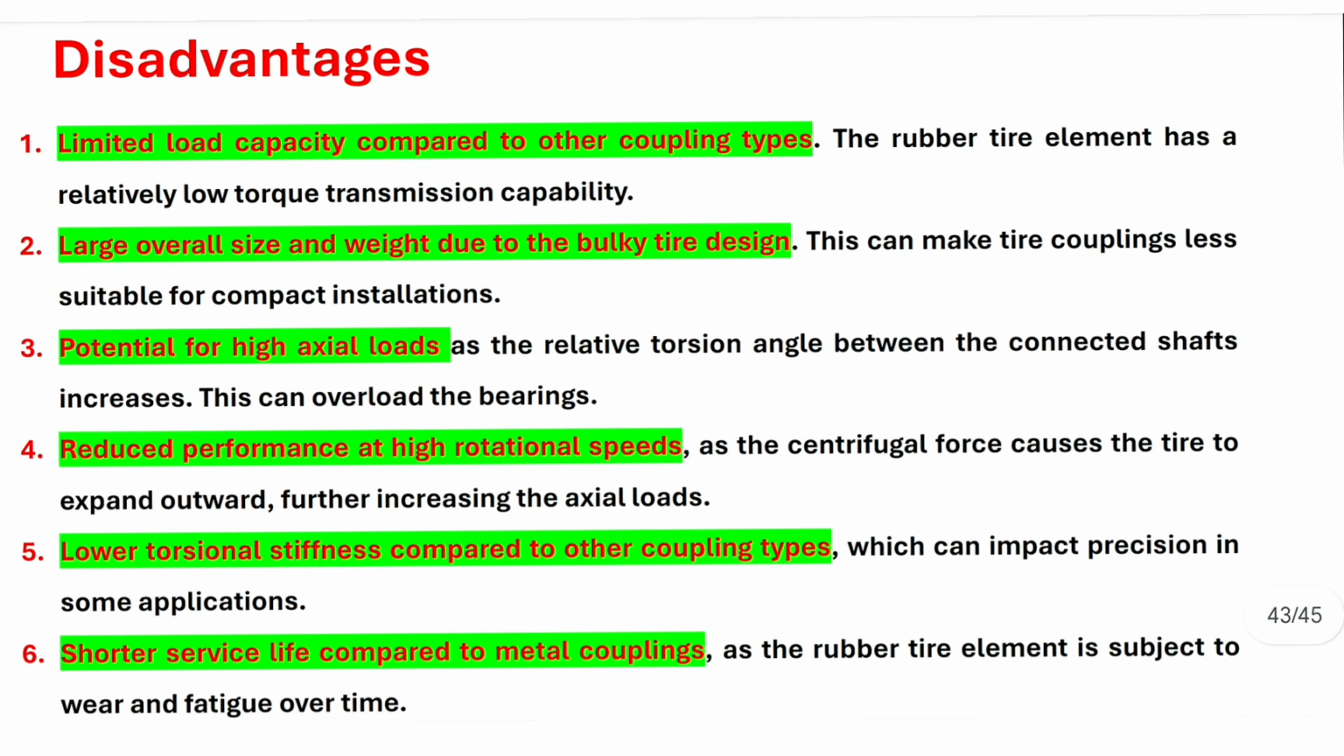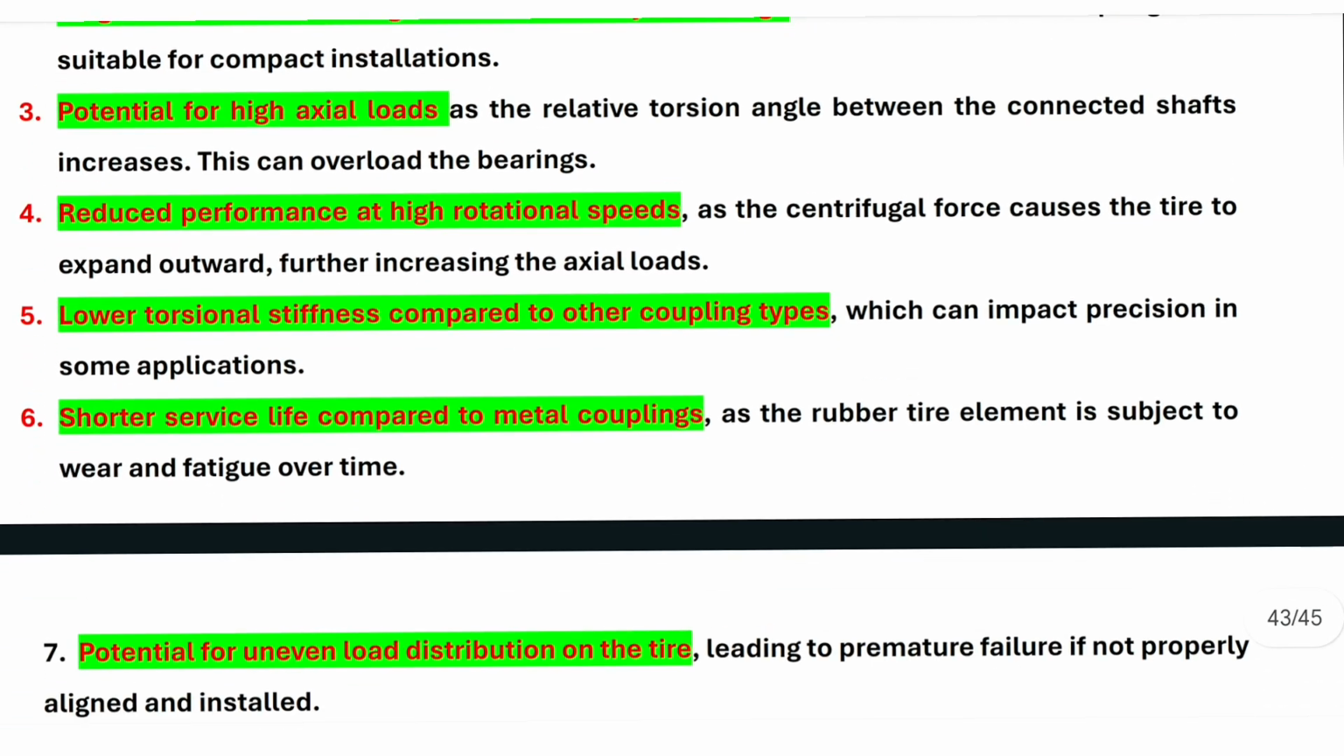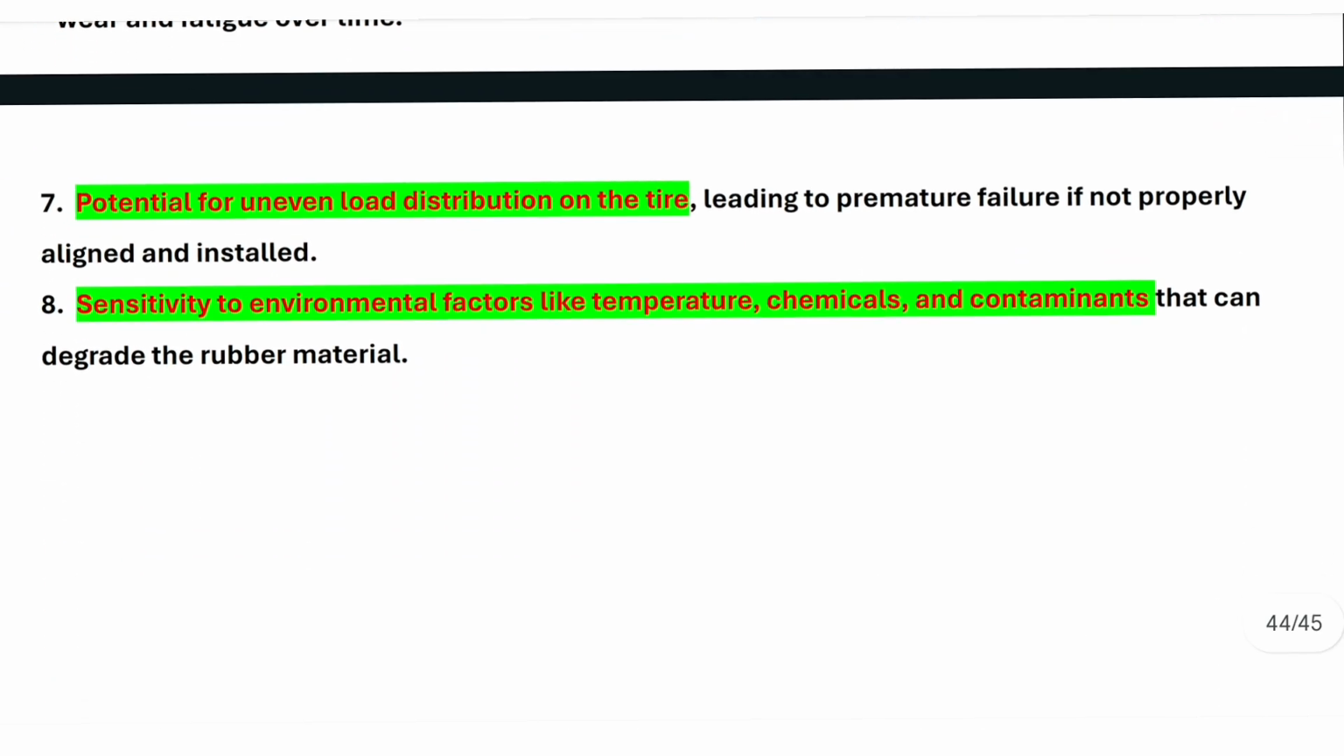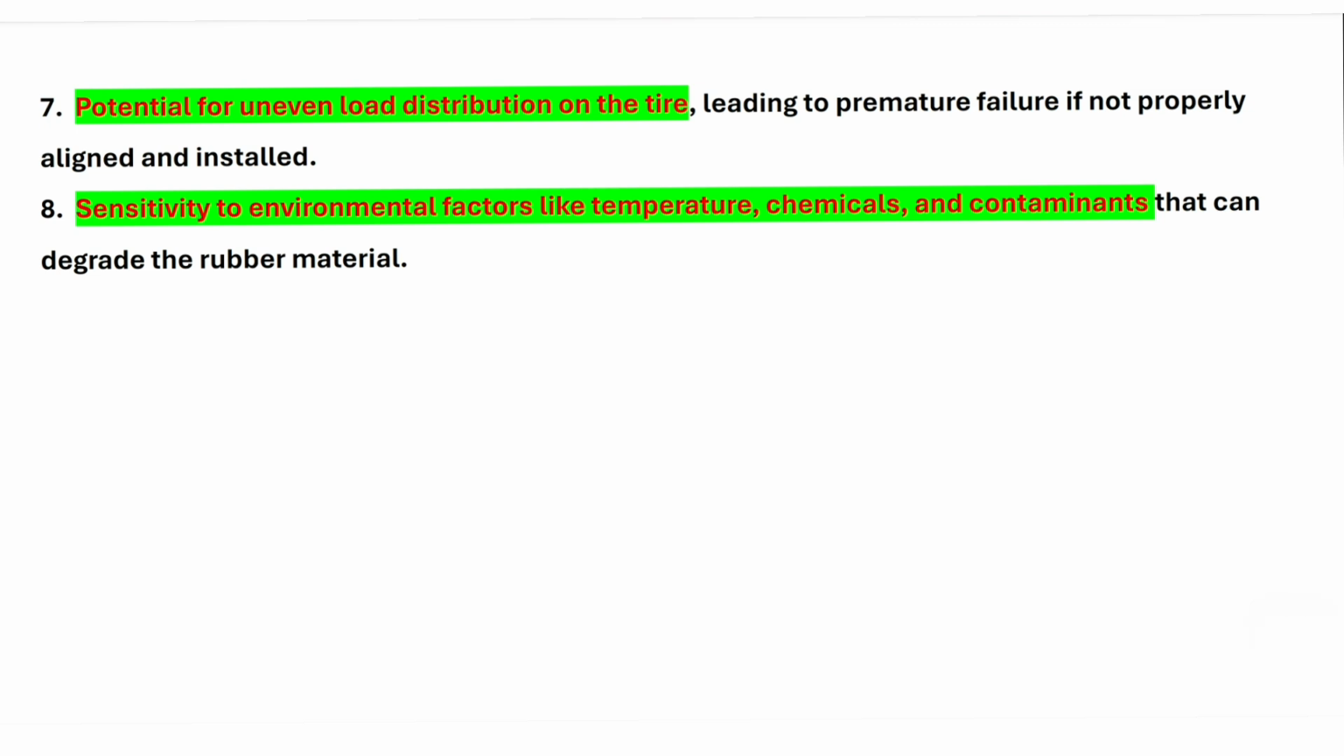Okay. Disadvantages: first is limited load capacity compared to other coupling types. Second is large overall size and weight due to the bulky tire design. Third is potential for high axial loads. Okay, and reduced performance at high rotational speeds and lower torsional stiffness compared to other coupling types, and shorter service life compared to metal couplings, and potential for uneven load distribution on the tire, sensitivity to environmental factors like temperature, chemicals and contaminants.